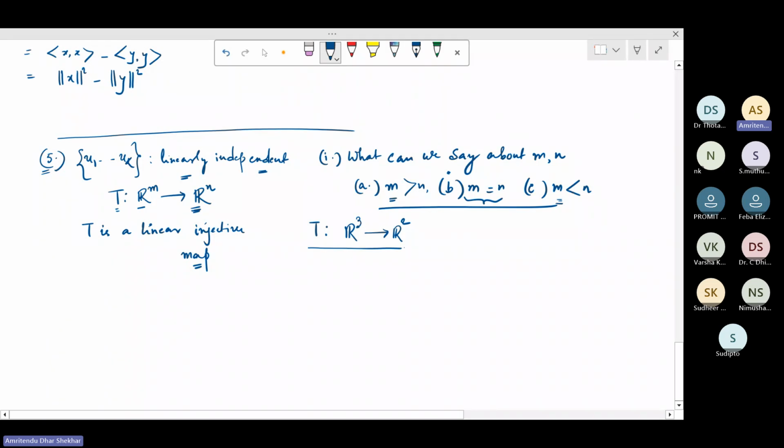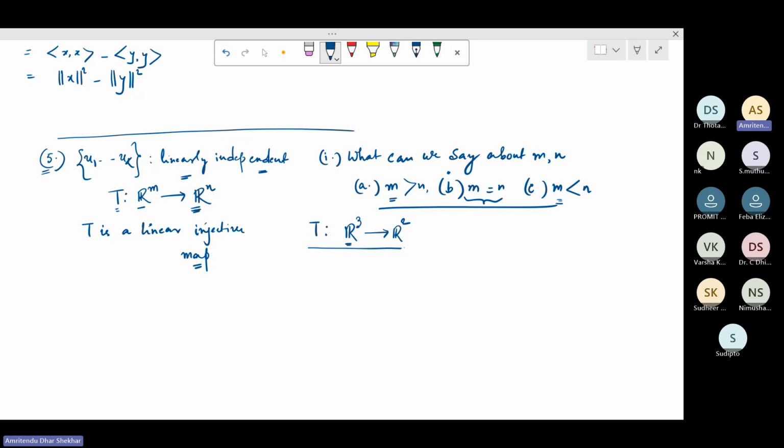So the answer to this is m is either equal to n or m is smaller than n. In general, if the domain has a smaller dimension than the codomain, then and only then is it possible to construct linear injective maps. If the domain has a bigger dimension, then it's not possible to have a linear injective map. And I'm going to give you a very intuitive reason.